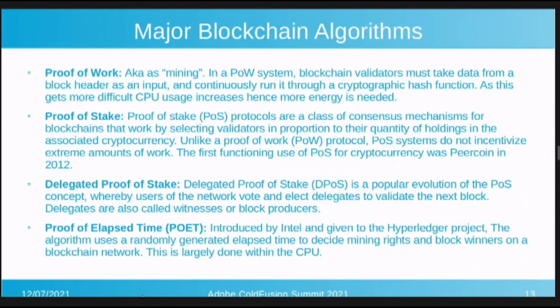So now I'm going to go through the algorithms. These are the main algorithms used in blockchain that you're likely to come across. So proof of work, and it's also known as mining. And it says in a proof of work system, blockchain validators must take data from a block header as an input and continuously run it through a cryptographic hash function. As this gets more difficult, CPU usage increases, and that's why we get this bad press about the amount of energy being used.